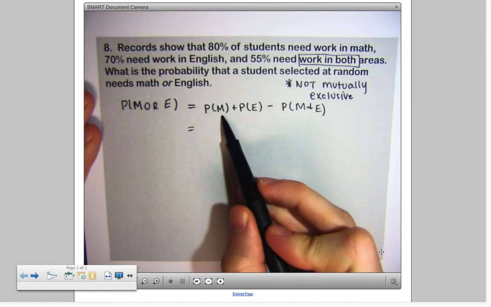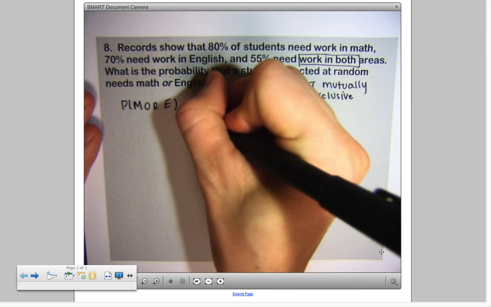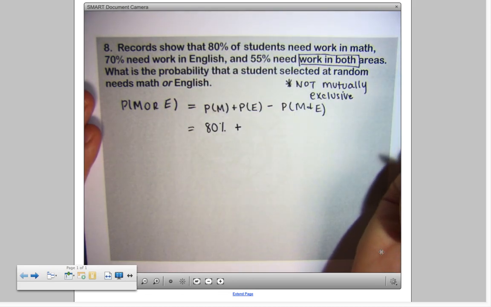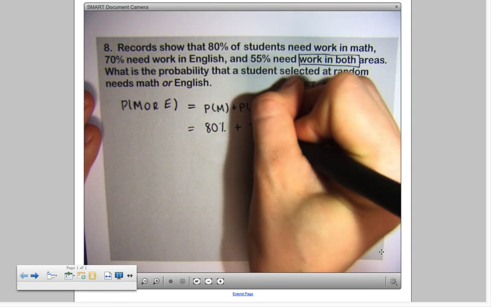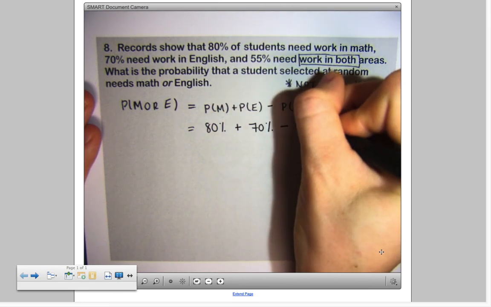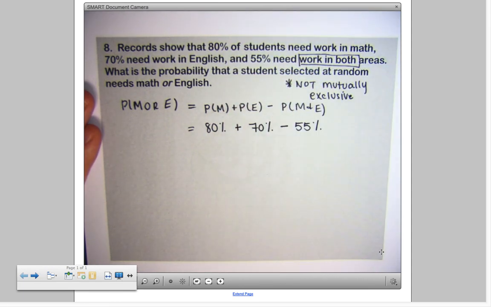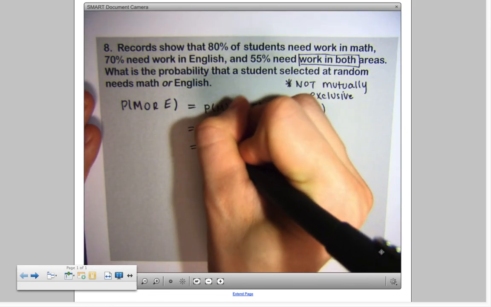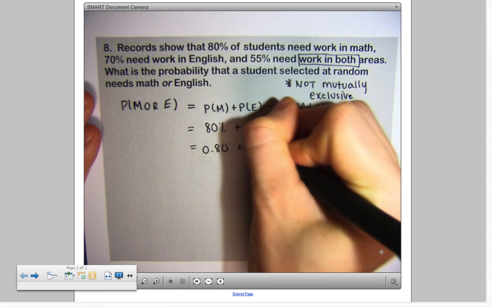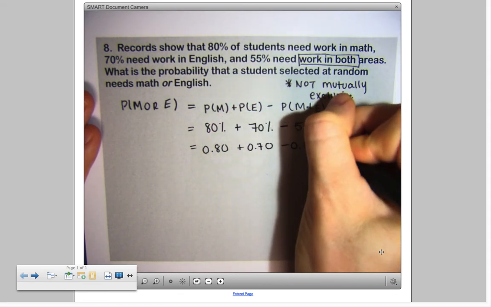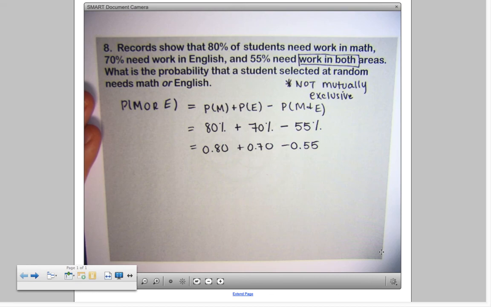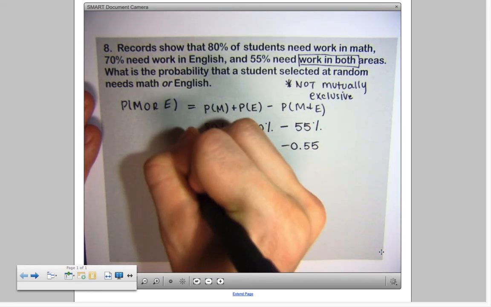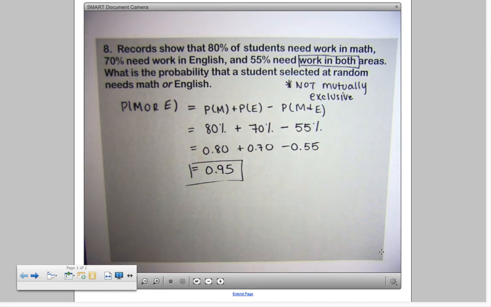So we know the probability that they need help in math is 80%. Probability in English is 70%. Probability in math and English is 55%. I'm just going to rewrite these as decimals so I can add and subtract them. Okay, so add and subtract, then we get 0.95 would be the probability.